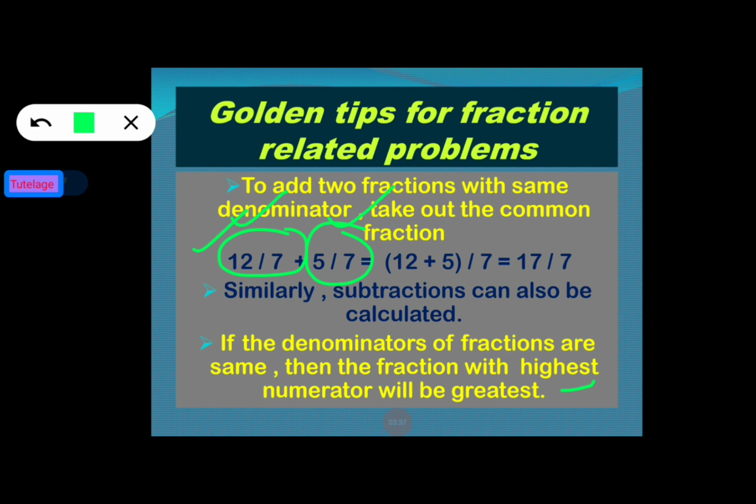So that's why 12 by 7 is greater than 5 by 7, because the denominators are the same, so only the highest numerator will give the greatest fraction. So the fraction with the highest numerator will always be the greatest fraction. So here we can say 12 by 7 is greater than 5 by 7.